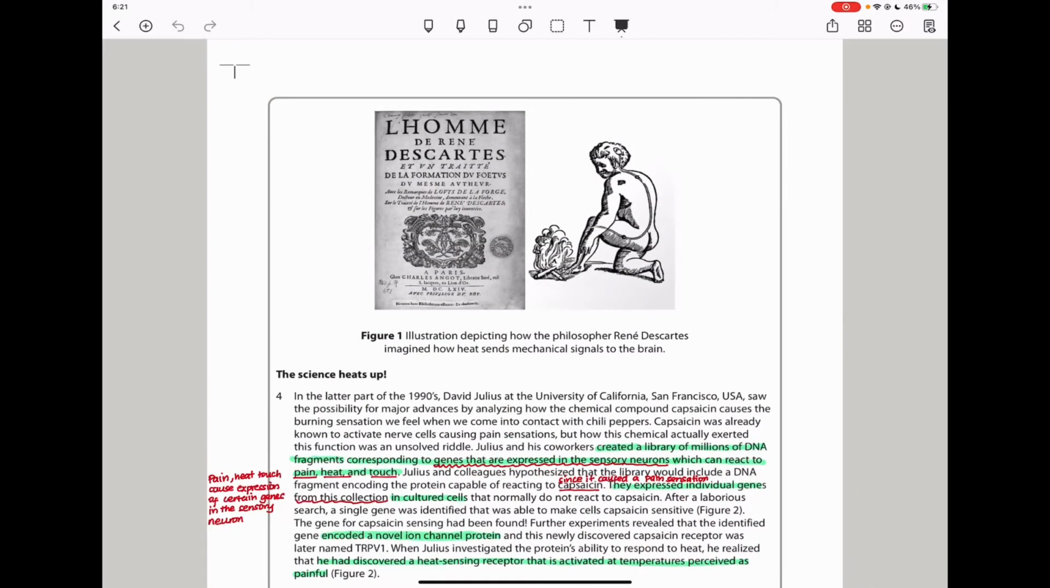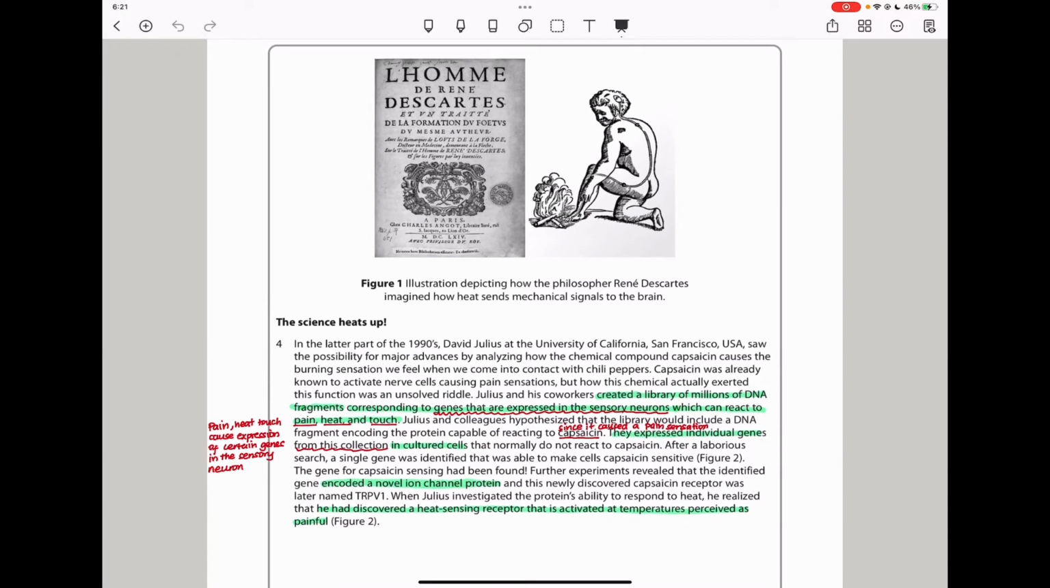So this is what they were talking about. Figure 1, illustration depicting how the philosopher René Descartes imagined how heat sends mechanical signal to the brain. So this is what they sensed. Yes, sends impulses like that to the brain. That is the image he envisioned.